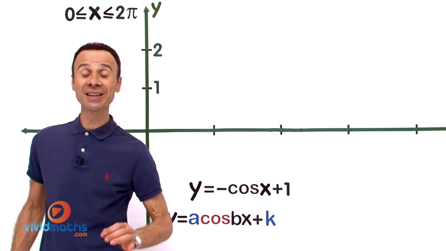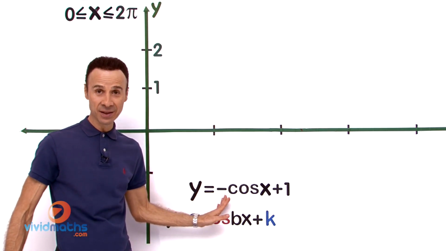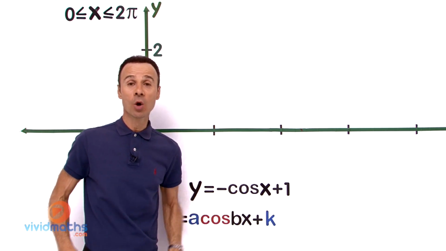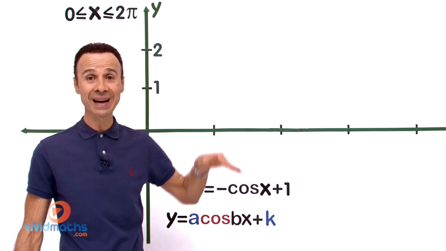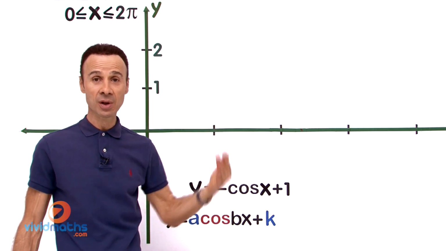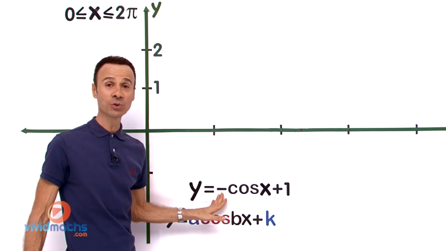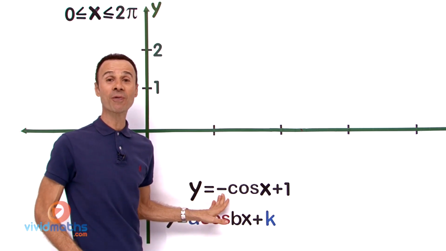Okay, let's get set to sketch the curve of y equals negative cosine x plus 1. Now that plus 1 refers to the vertical shift, where that curve can be shifted upwards or downwards along the y-axis. And of course, in the front we have a negative. What does that mean? It means we're going to have a reflection.